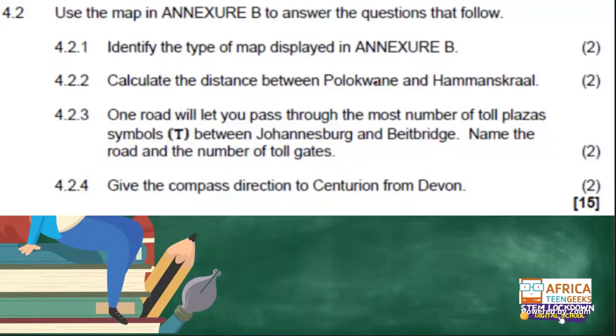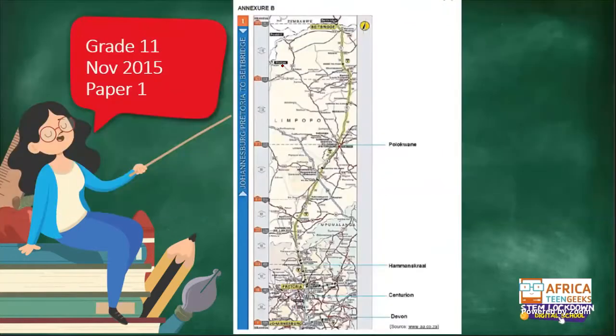Okay, here's our second question. We have about 15 minutes left. It says use the map in Annexure B to answer the question that follows. I'll show you Annexure B. Obviously, it's not clear, but when it gets to specific questions, I've actually zoomed the map for you. So this is Annexure B.